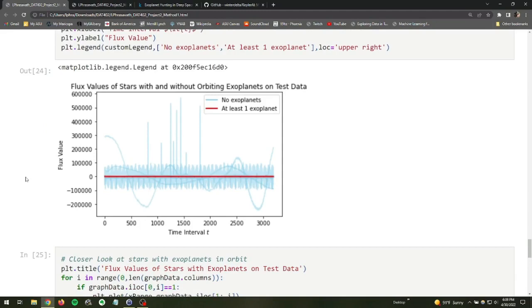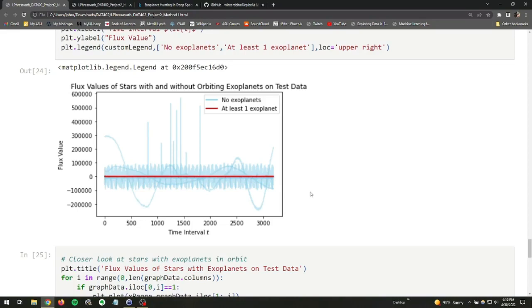And here we can see some line graphs of all of our test observations plotted. So the blue lines denote stars that did not have exoplanets in orbit, and the red lines denote stars that had at least one exoplanet in orbit. And here we can see there is a huge variance in flux values for the non-exoplanet stars. And some of them have some interesting patterns as well that don't seem like patterns, while some seem to be perhaps oscillating in periodic cycles.